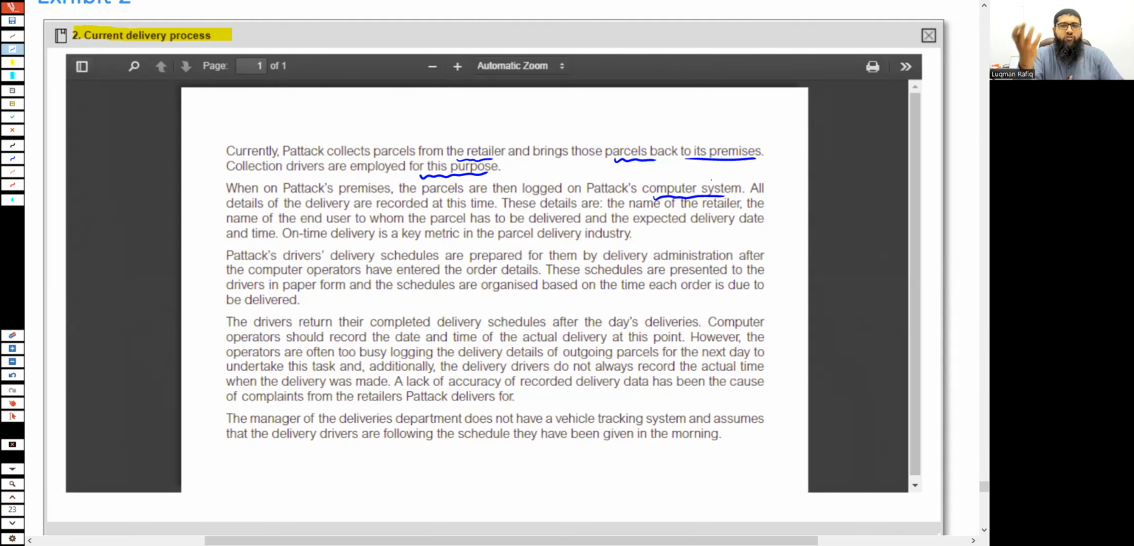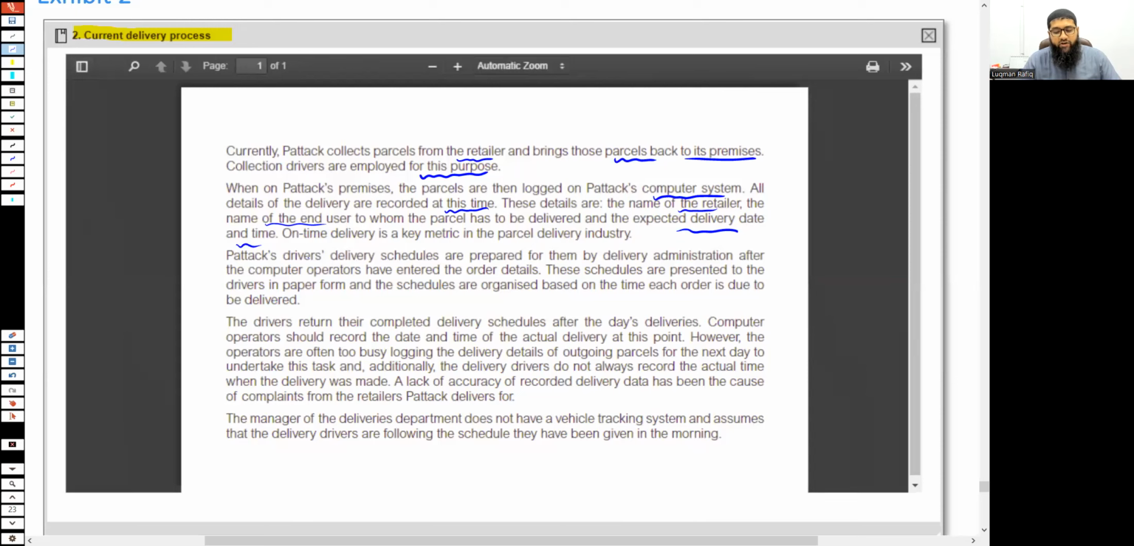That means there should actually be some automated system through which the moment he collects the parcel, that parcel is uploaded into the system, but it's done manually. All details of the delivery are recorded at this time. So basically what happens is you collect the parcel, you bring it to our premises, then we record it in the system, then we go forward. These details are the name of the retailer, the name of the end user to whom the parcel has to be delivered, and the expected delivery date and time.